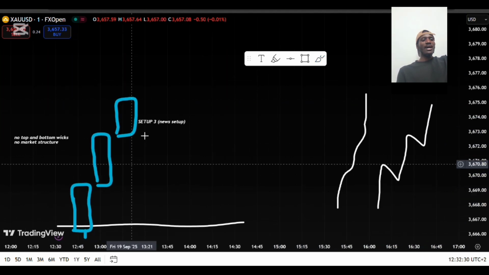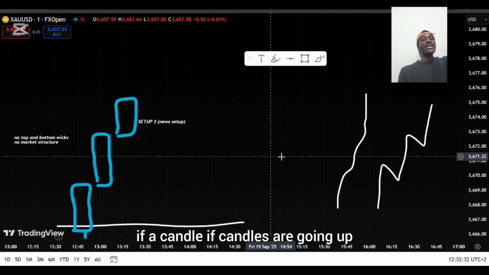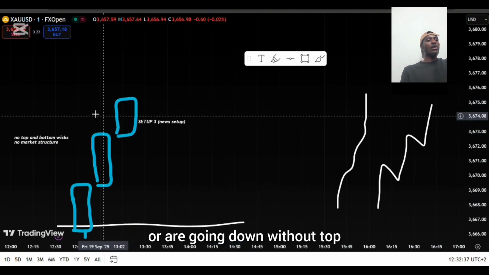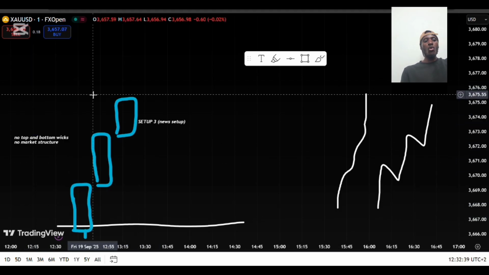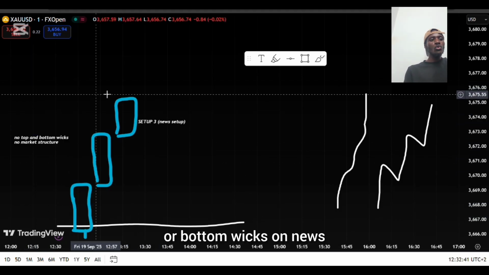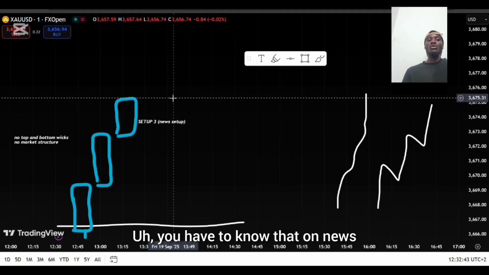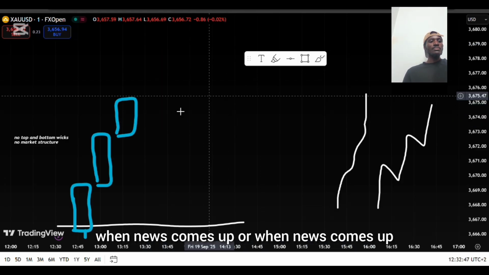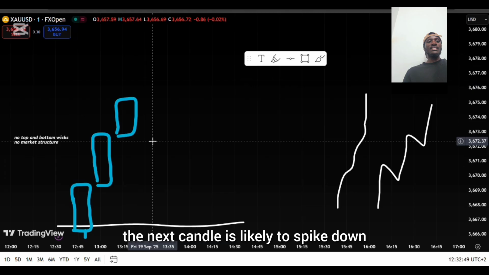So for the news setup, if candles are going up or going down without top or bottom wicks, on news, you have to know that when news comes up, the next candle is likely to spike down.